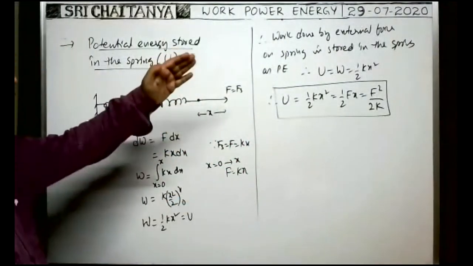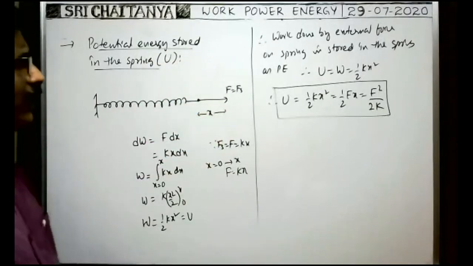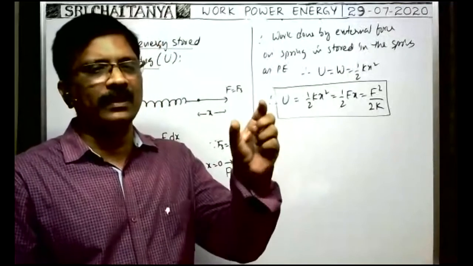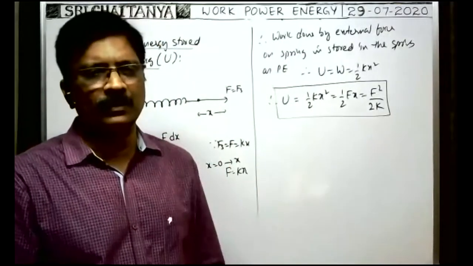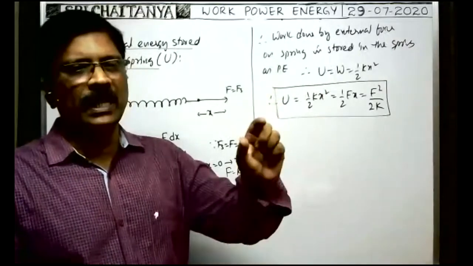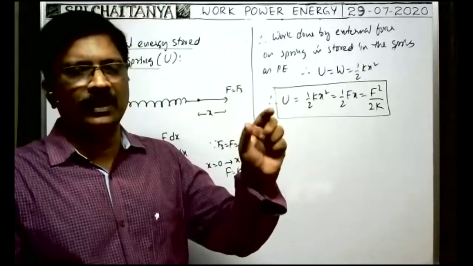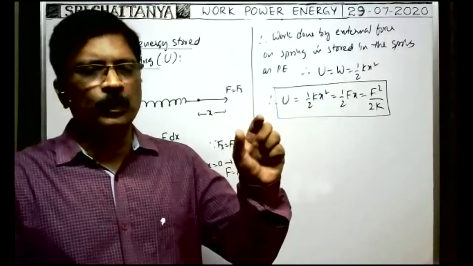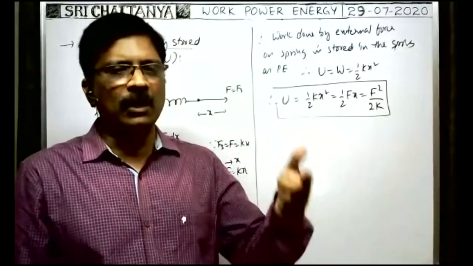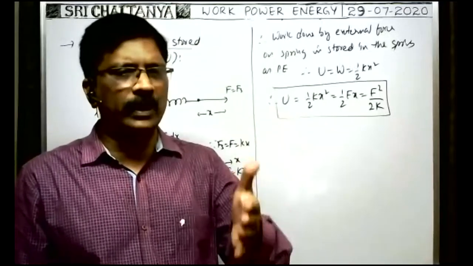Now, based on this concept, whenever two springs having spring constants k1, k2 are connected in series, what is the effective spring constant? I already said in Newton's laws of motion. Whenever two springs having spring constants k1, k2 are connected in series, what is the effective spring constant? k1 k2 by k1 plus k2, no? Or 1 by k is equal to 1 by k1 plus 1 by k2, no?